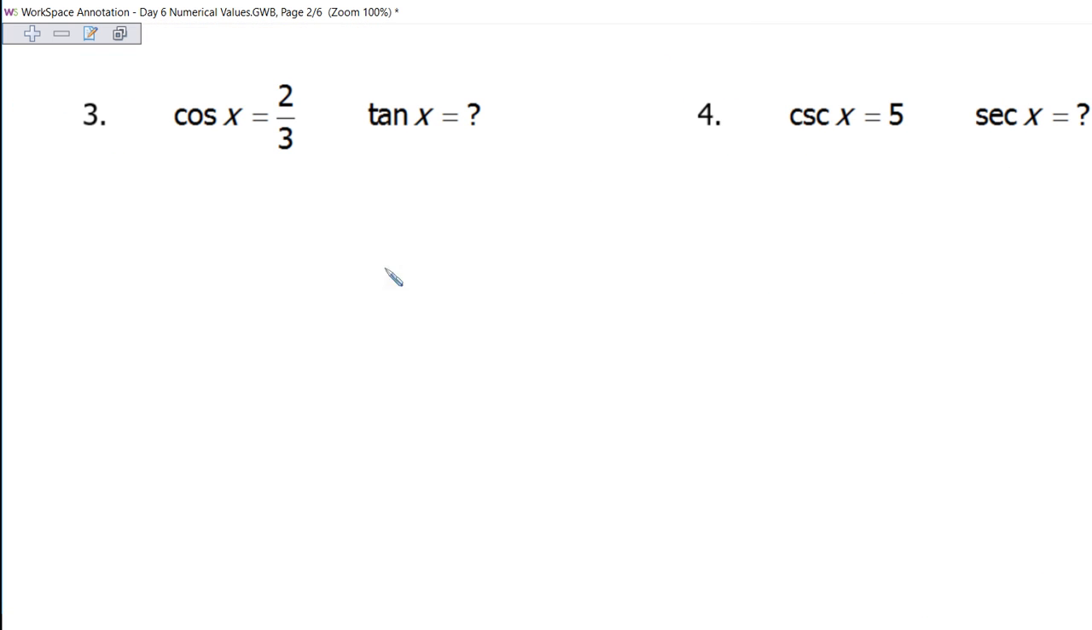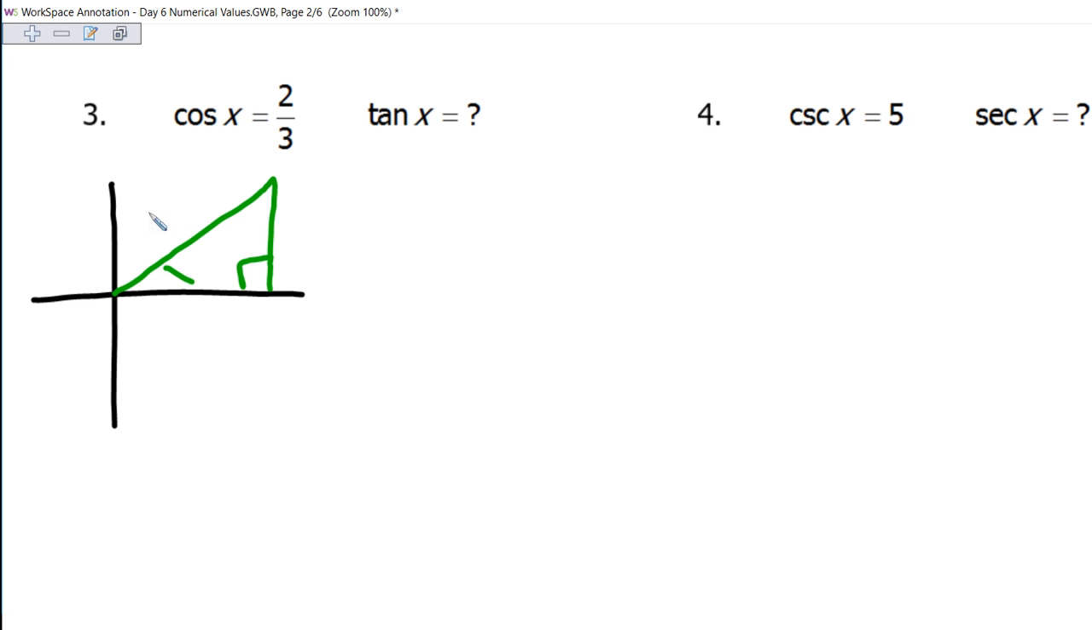Again, all of these angles terminate in quadrant 1. So draw your right triangle. And if we're given cosine, we know that cosine is adjacent over hypotenuse. So the adjacent side is 2, the hypotenuse is 3. Is that a Pythagorean triple? No. So this one we will have to use the Pythagorean theorem to find that missing side.